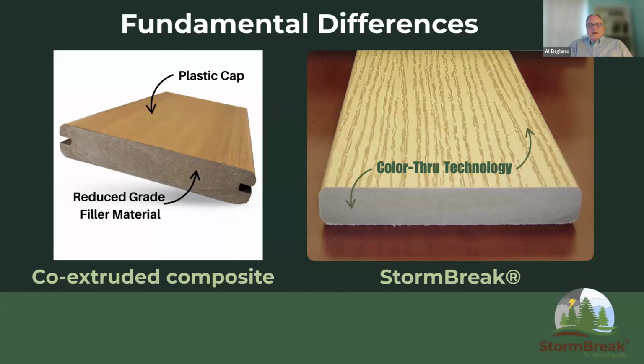Stormbreak is a single extrusion with no cap. PJ Woodlands invests in very high grade materials in the formulation to provide a durable, natural wood appearance with a uniform density and color throughout the entire cross section of the profile. The result is higher properties, excellent durability, and color retention combined with cost savings compared to some of the other products that are in the industry at the moment.